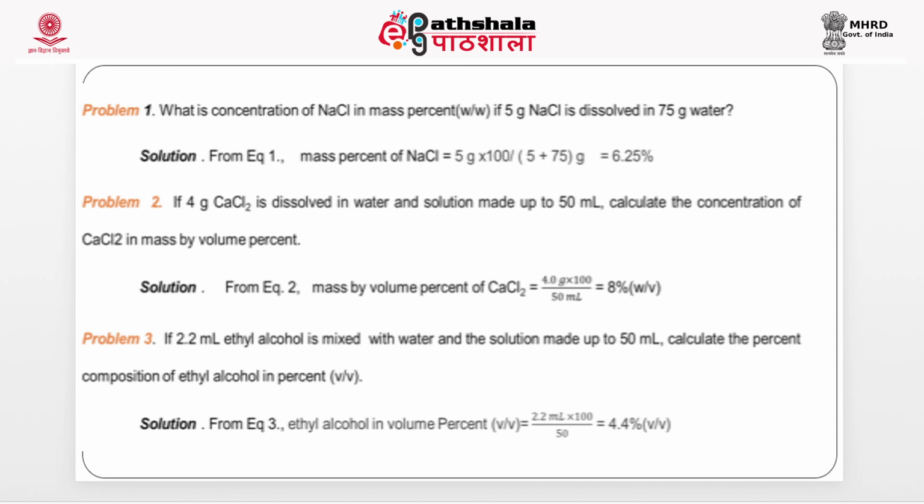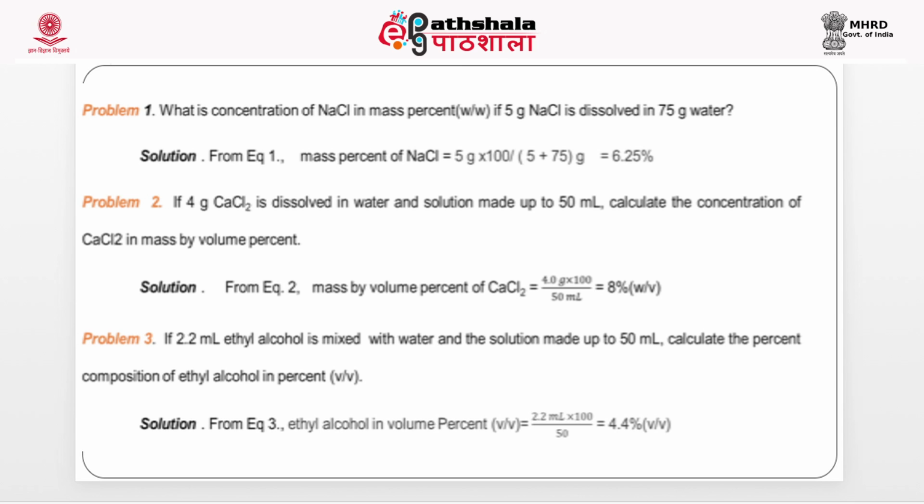Take an example problem. What is the concentration of NaCl in mass percentage if 5 gram NaCl is dissolved in 75 gram water? I may point out here that at many places instead of W by W you will find M by M; both are one and the same thing and are used interchangeably. From equation 1, mass percentage of NaCl is equal to the amount of NaCl dissolved into 100 divided by the total mass of the solution, that is solute plus solvent. It comes to be 6.25%.